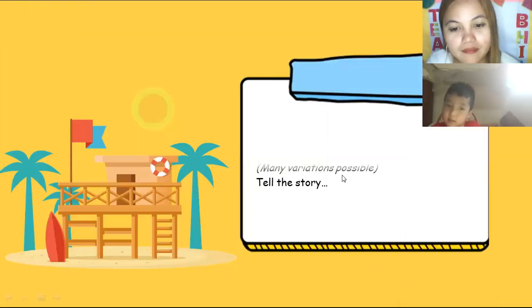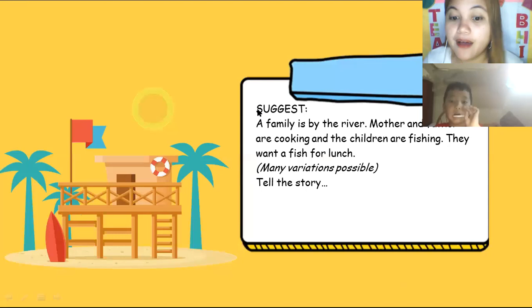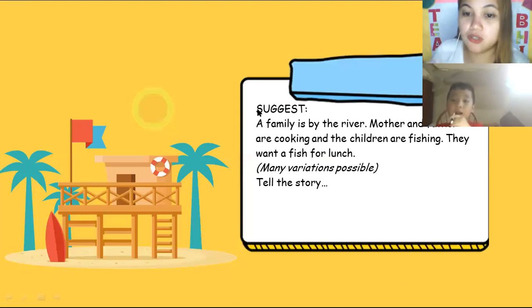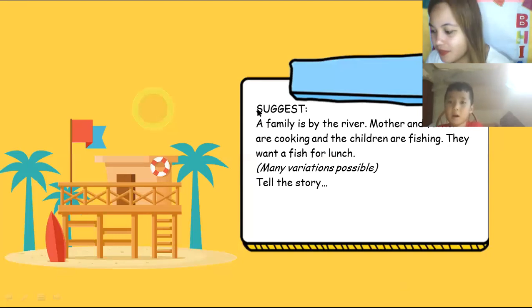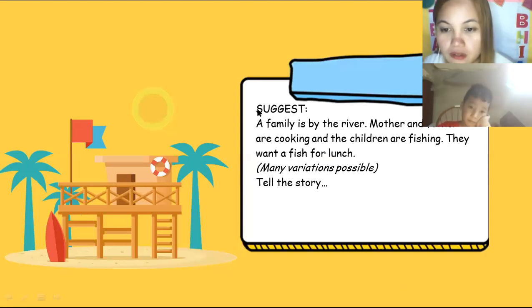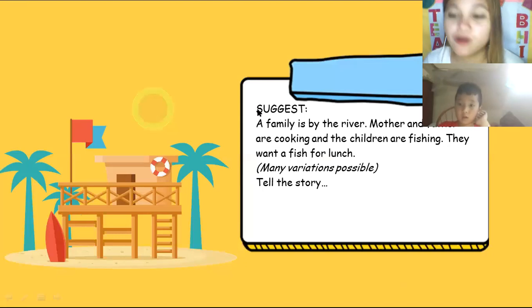Now, here is the example of the story. A family is by the river. Mother and father are cooking, and the children are fishing. They want a fish for lunch. So that is the story, all right? Okay, very good. So the story that you have said is just similar to that. So you are very good.